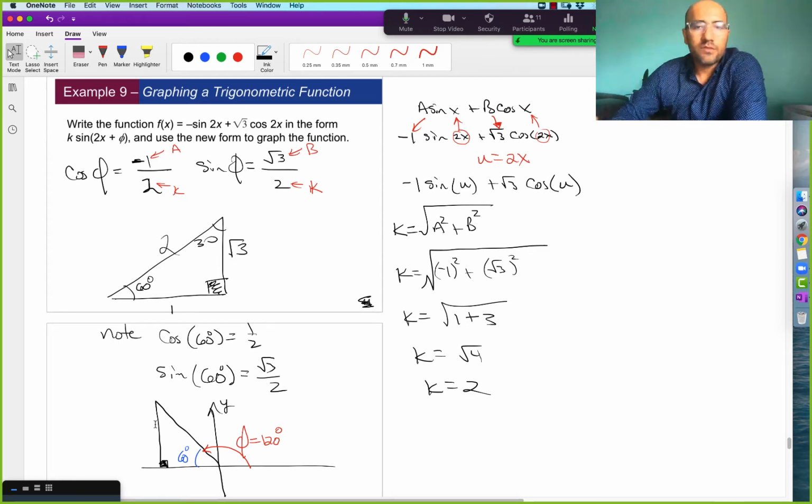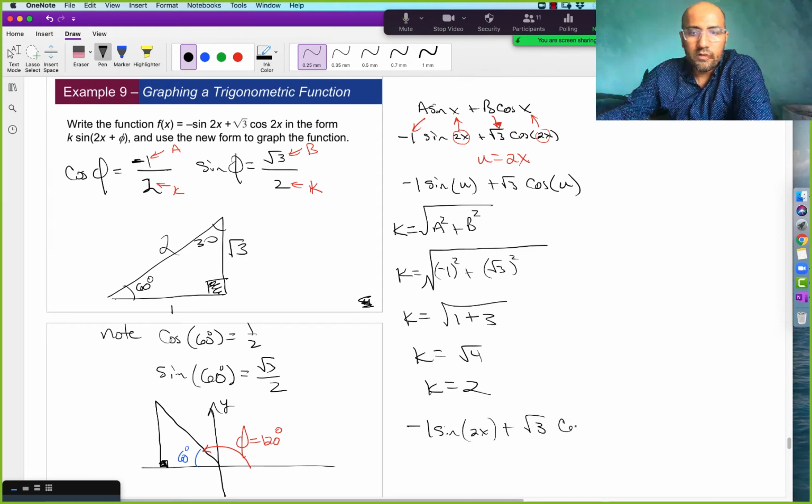Okay, and so now putting it all together once again, let's get back to this thing. So we had -1 sine of 2x plus root 3 cosine of 2x. Okay, so per the formula, we figured out this k value, that we knew that was the perfect thing to introduce. So we're going to do 2 over 2 times -1 sine 2x plus root 3 cosine 2x.